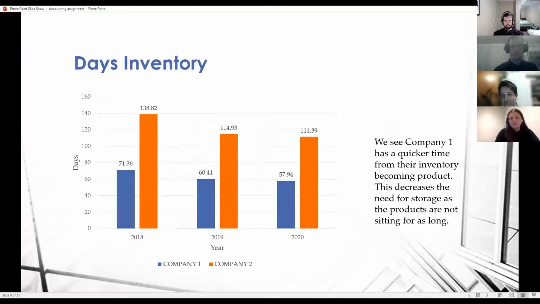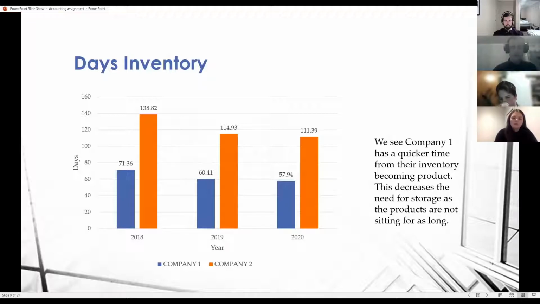Days inventory shows Company 2 takes longer to turn shelved raw materials into their final product, whereas Company 1 is simply more efficient. They're getting their raw materials into a finished product much faster, much cleaner.